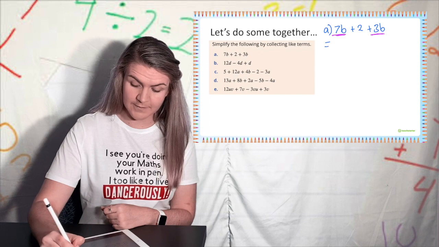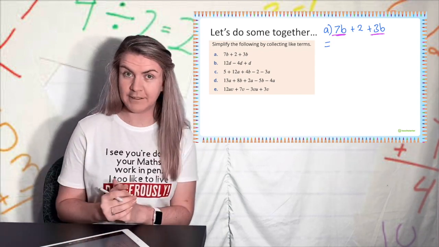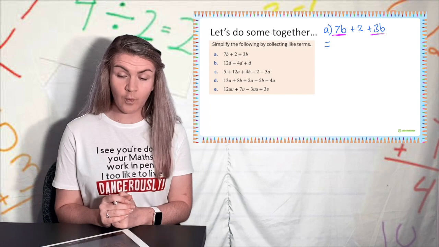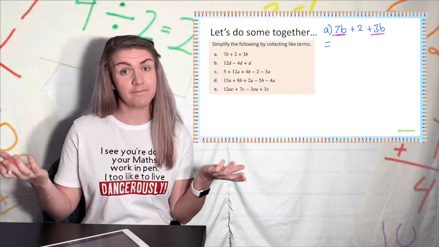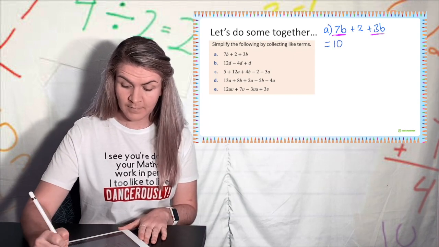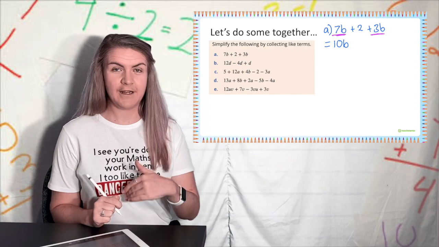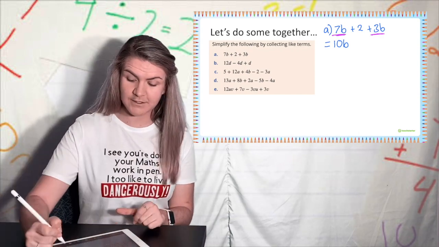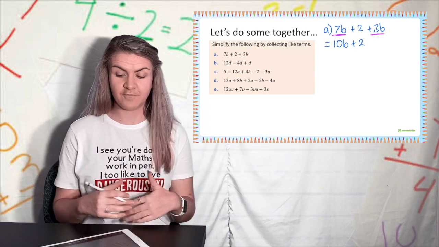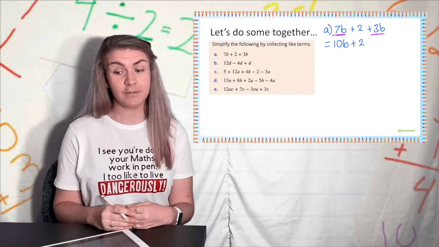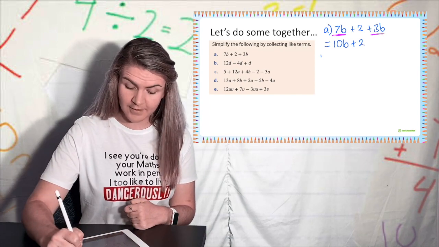I've got to write an equal sign, and I've got a 7B and a plus 3B, remembering that sign. And then once I know my letter, I just have to focus on the numbers. So 7 plus 3 is 10. And my letter is B. Then what I have to do is write out anything that's left over, which is my 2. So there, I've simplified that expression from 7B plus 2 plus 3B to 10B plus 2. Let's try the next one.